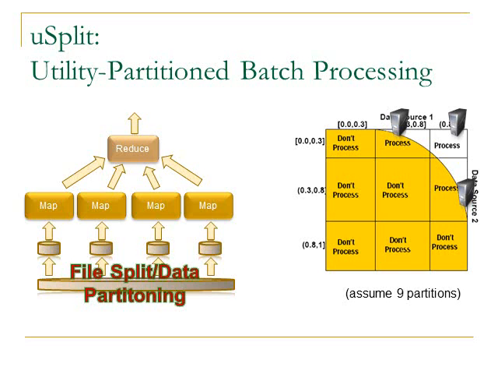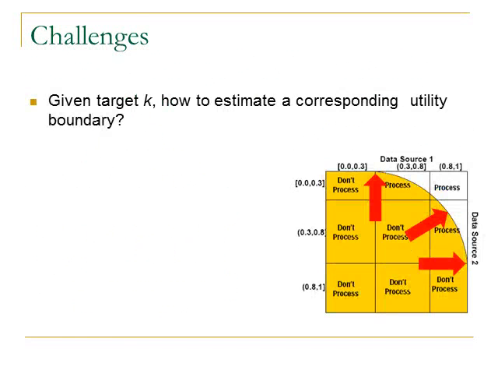Any imbalance in the work assignment means that certain system resources stay underutilized, while others are overutilized. We refer to this utility-aware data and work partitioning process as uSplit. In uSplit, our challenges include how to accurately estimate a corresponding utility boundary.